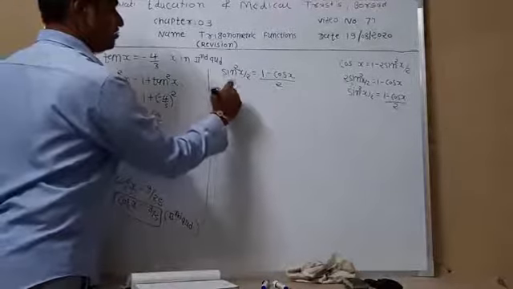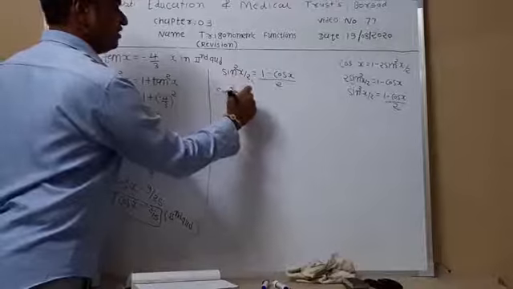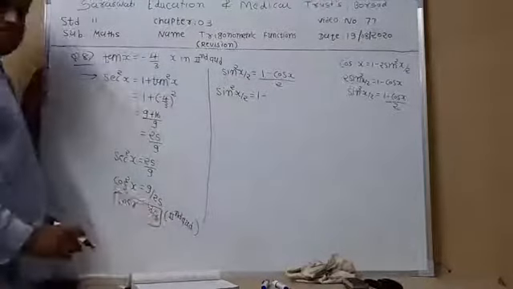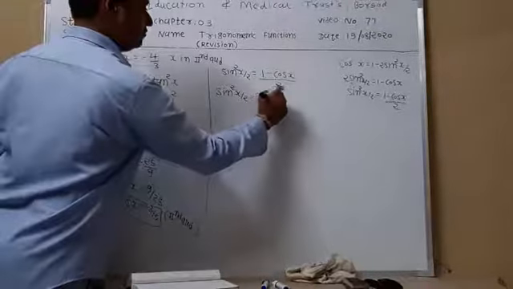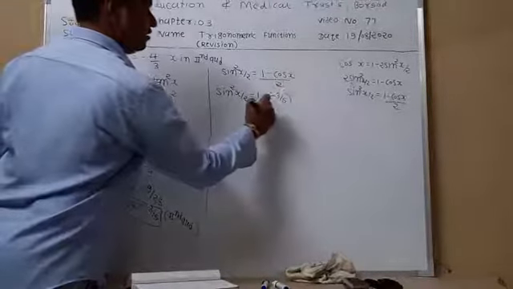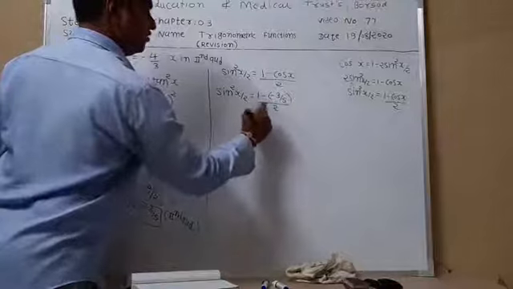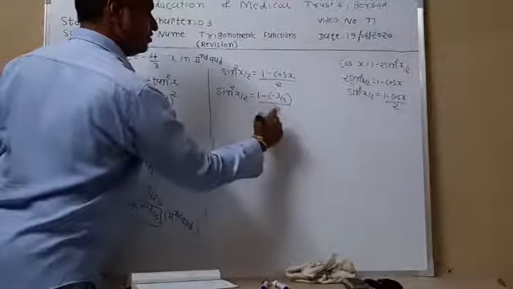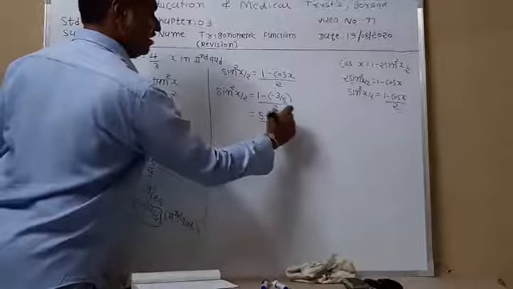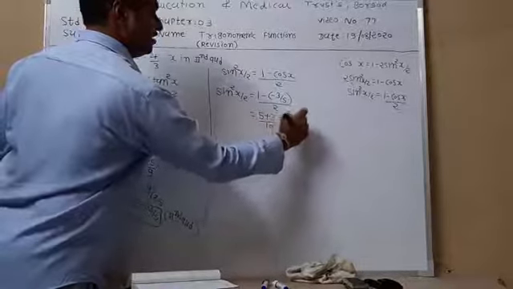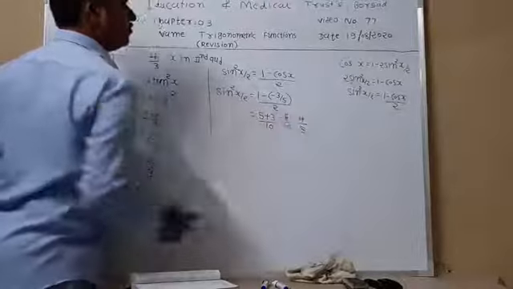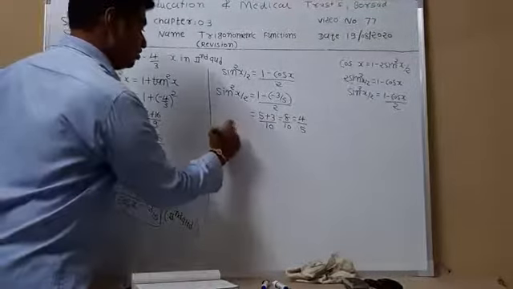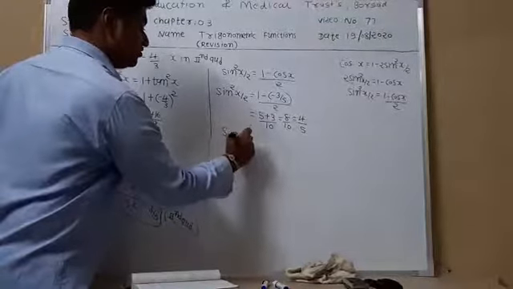So sin square x by 2 is equal to 1 minus the value of cos x, which is minus 3 by 5, upon 2. Now take the LCM, so 5 plus 3 divided by 10, that means 8 by 10, that means 4 upon 5. So remove the square root.